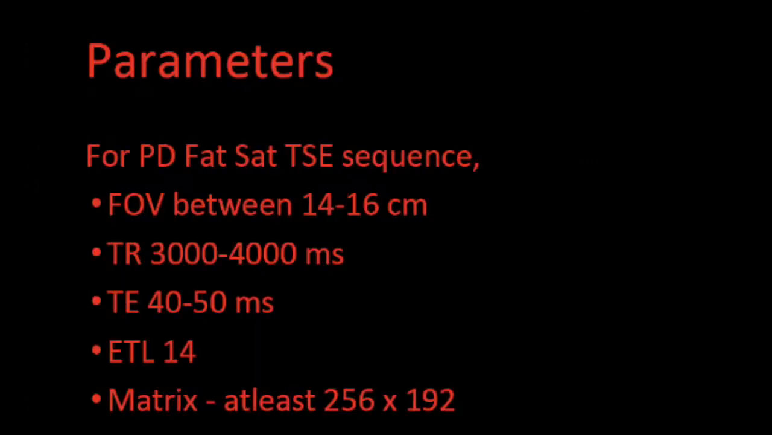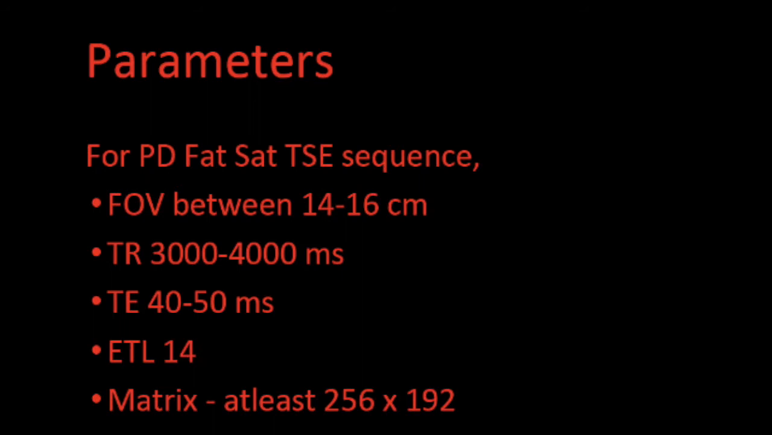The most important imaging sequence is the PD fat suppressed images, and this is done with the parameters where the time of repetition is between 3000 to 4000 milliseconds. Time to echo is between 40 to 50 milliseconds. That is kept a little higher than the usual PD sequences.